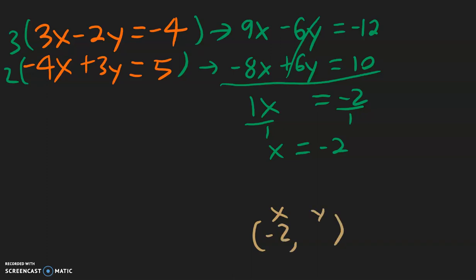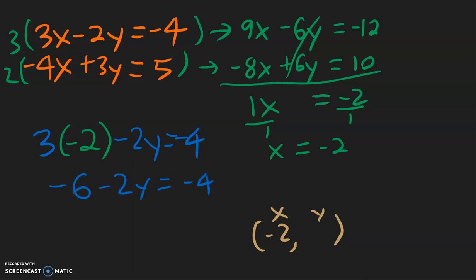So let's go use the original equation. We can use the top one. So I'm going to copy down 3. I'm not going to copy down x because I'm going to fill that in with a negative 2 in the parentheses. And then we have minus 2y equal to negative 4. So multiplying 3 times negative 2 is going to be negative 6 minus 2y equal negative 4.